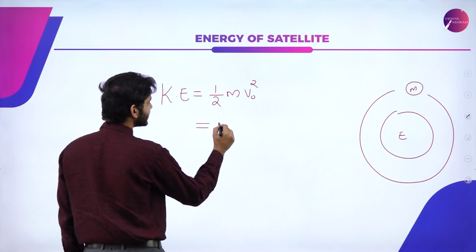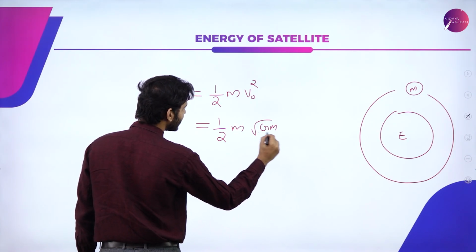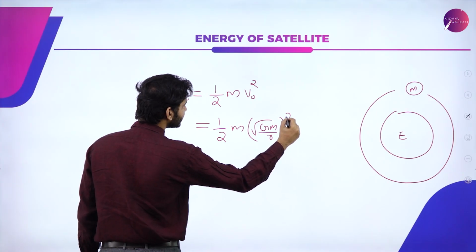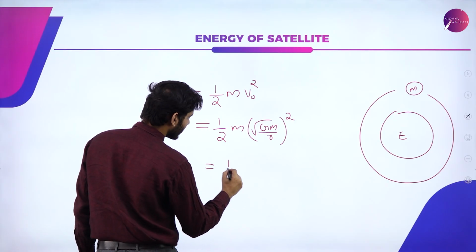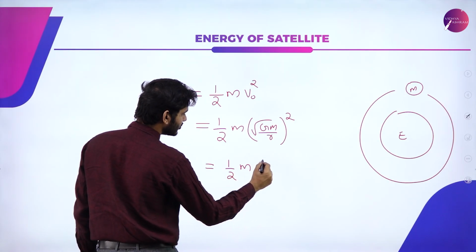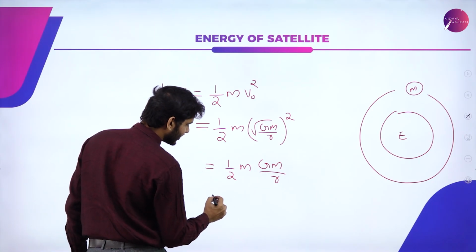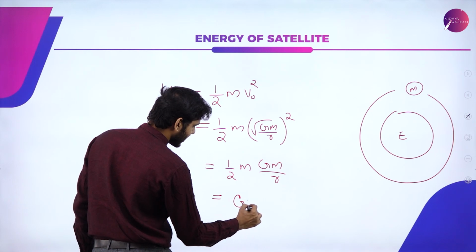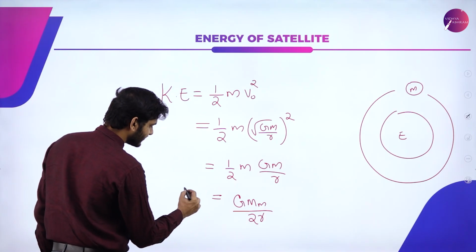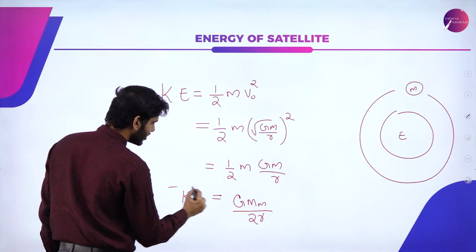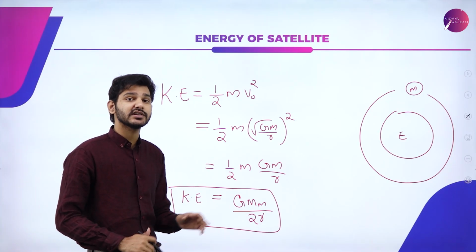So, I can say that this is equal to half m into root of GM divided by r, whole squared. So I can write it as half into m into GM divided by r, or simply GMm divided by 2r. So this will be the kinetic energy. There is nothing there, it is just a simple substitution in order to find the kinetic energy.